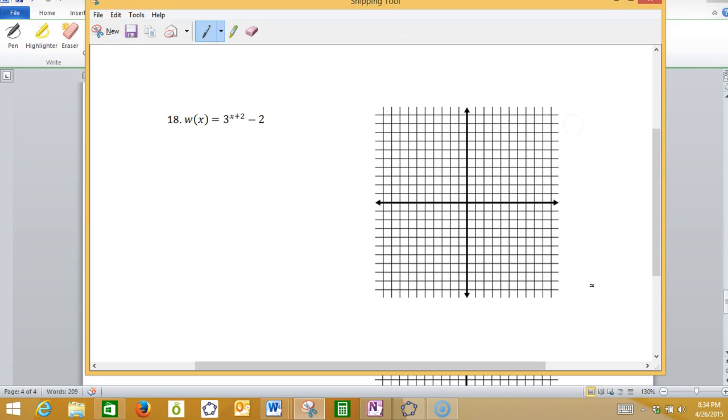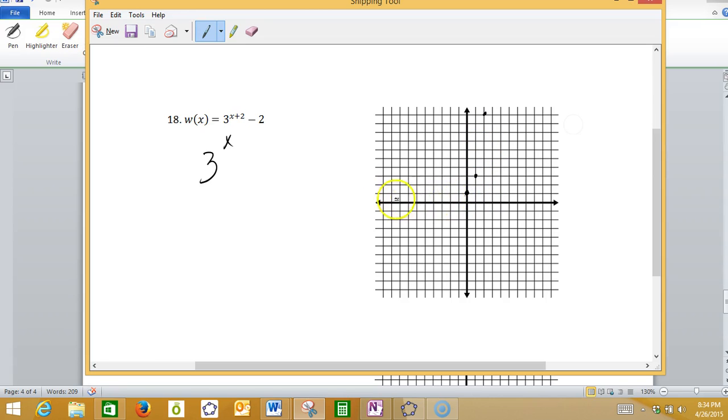So this is going to be 3 raised to a power. Our parent function is going to be 3 raised to some power, 3 to the x, right? So 3 to the 0. Remember, anything to the 0 power is 1. If we let x be 1, we get 3 to the first power, which is 3. If x is 2, we get 9, right? 3 squared is 9, and so forth.